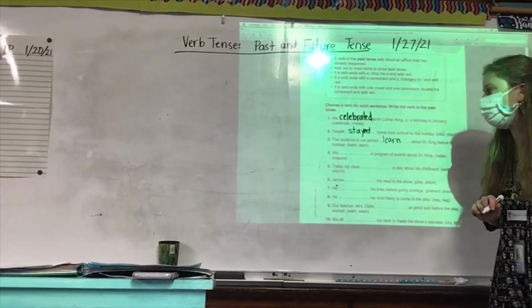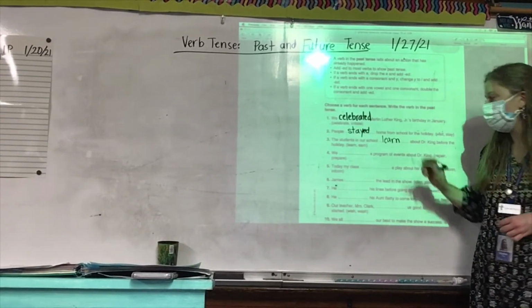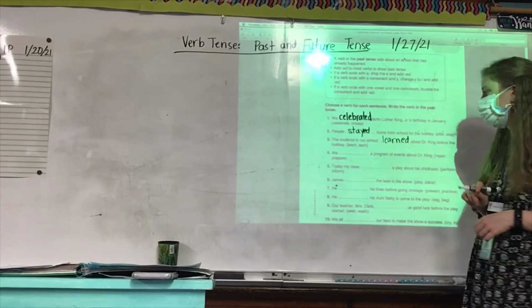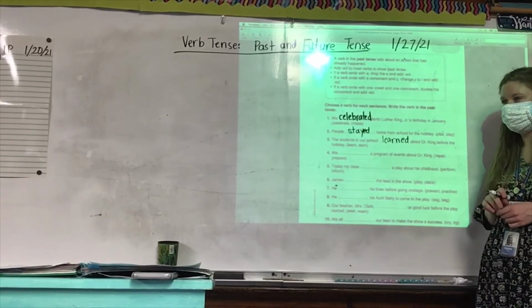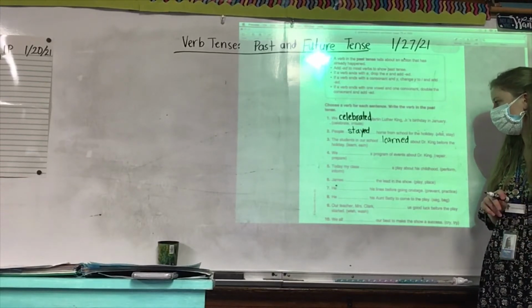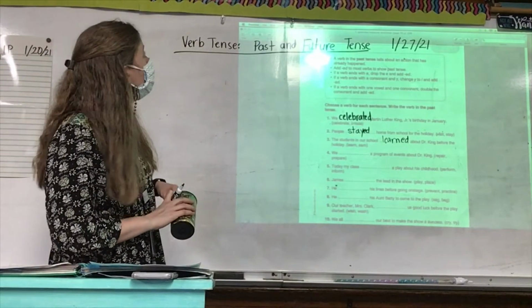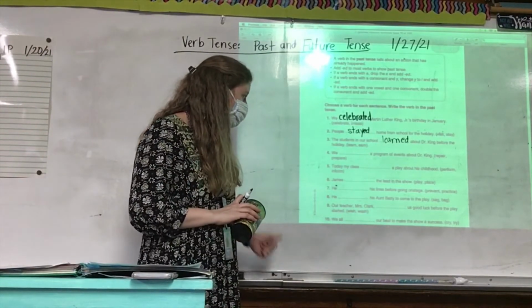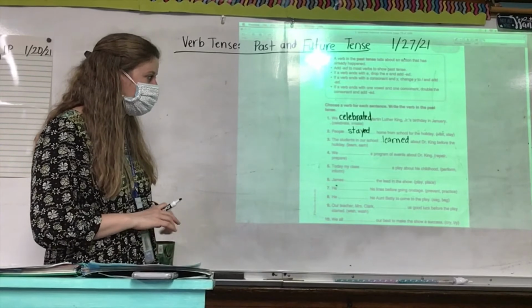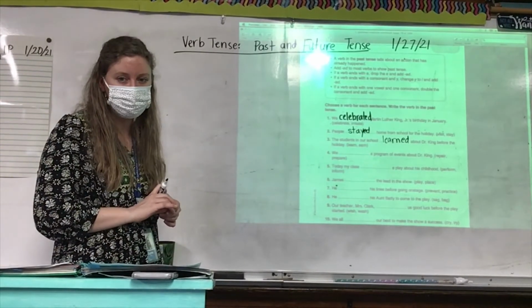But now we have to make it past tense. So what do we do to learn to make it past tense? We add ED. So read the sentence. The students in our school learned about Dr. King before the holiday. Okay. Number 4. Michaela, we blank a program of events about Dr. King. Do we repair or do we prepare? Michaela?